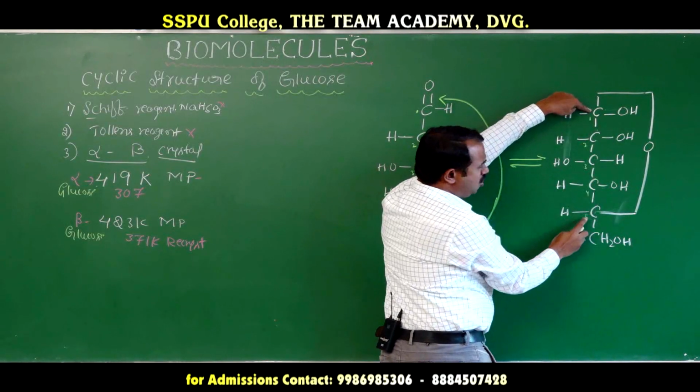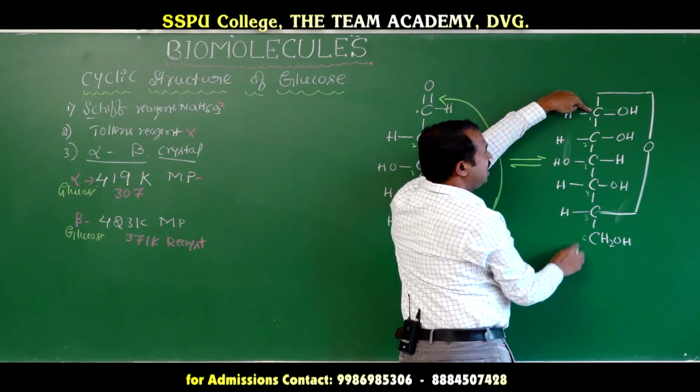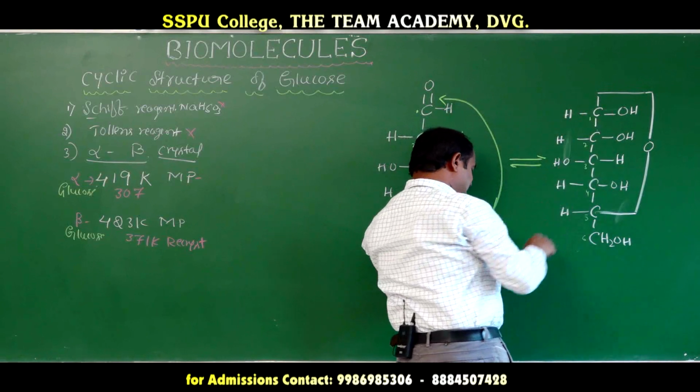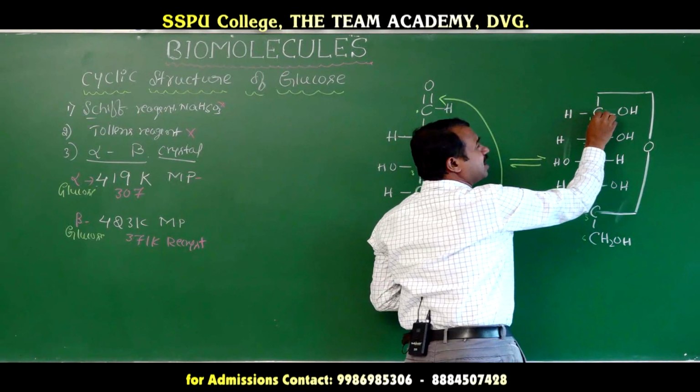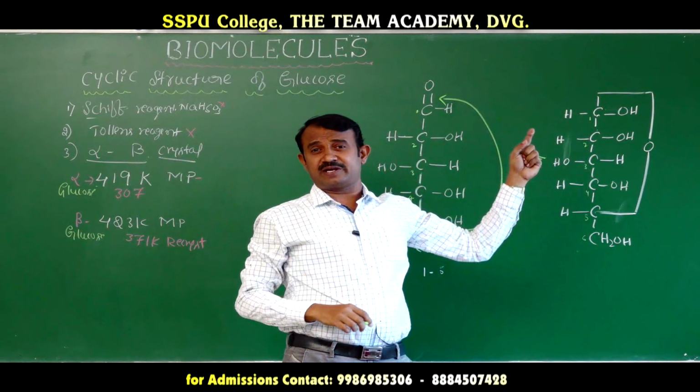C1 carbon to C5 carbon. The hydroxy group is on the right side. When it is a hydroxy group, this is an anomeric carbon. What does anomeric carbon mean?